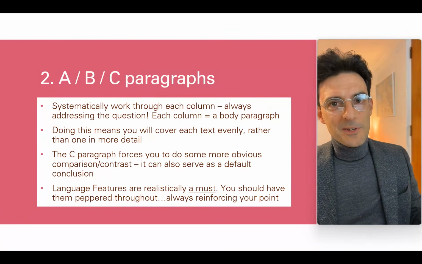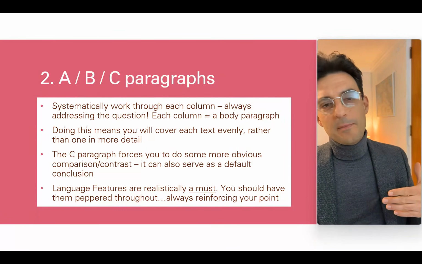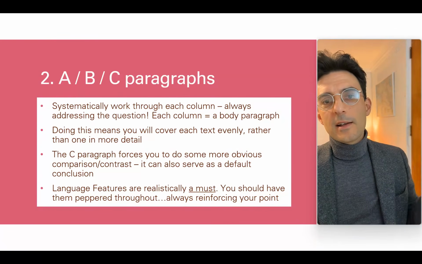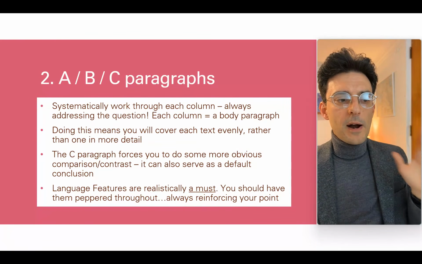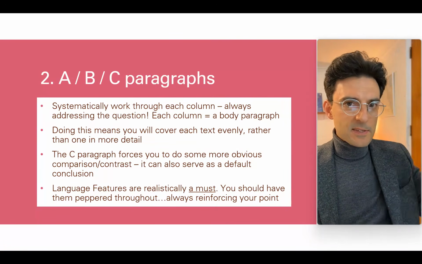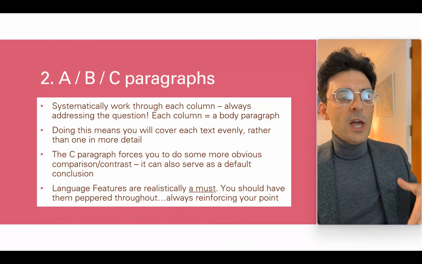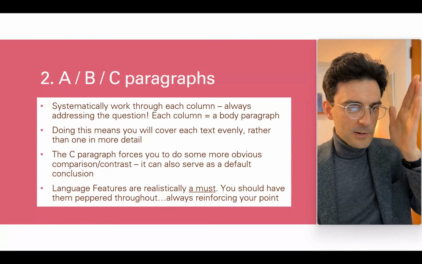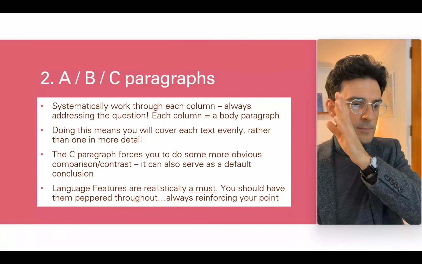What are you now going to do? Well, you're just going to move into these ABC paragraphs, right? So you're going to systematically work through each column. Body paragraph 1 is going to deal with text A and the stuff that you've bullet pointed there. And then you're going to go through column B, and then you're going to go through column C.